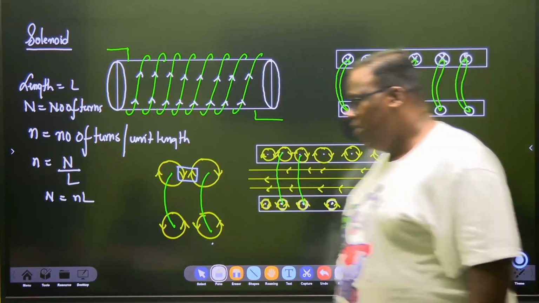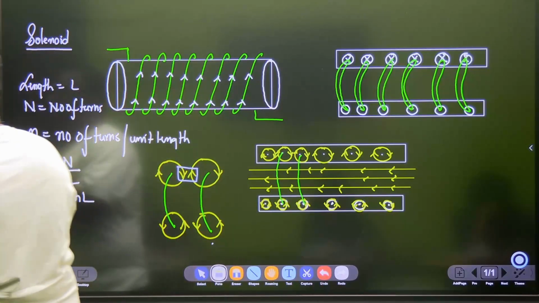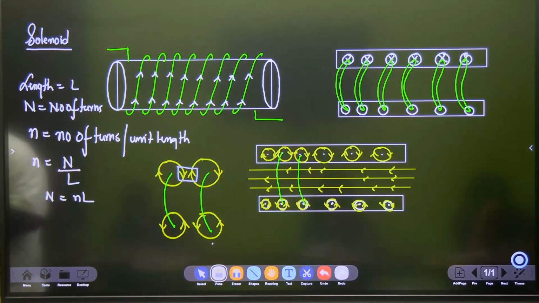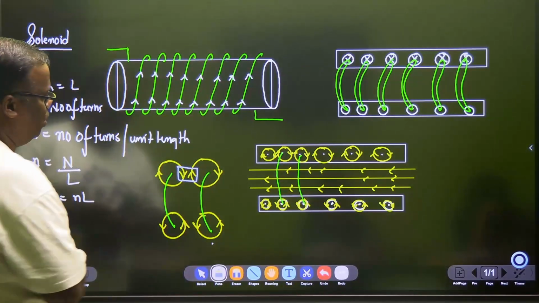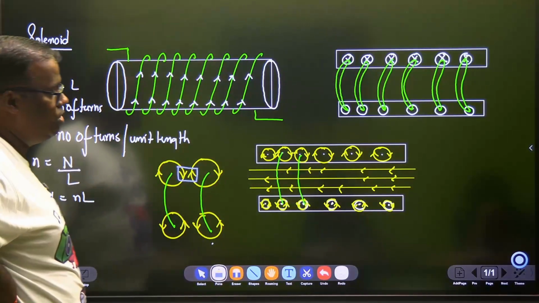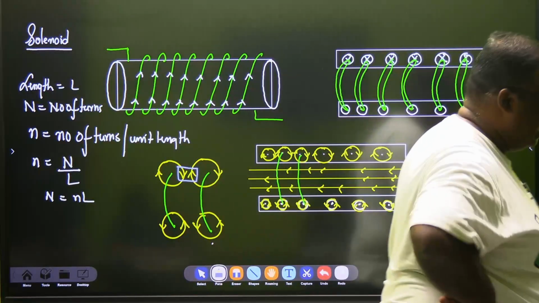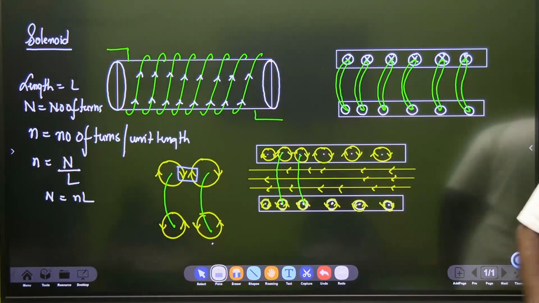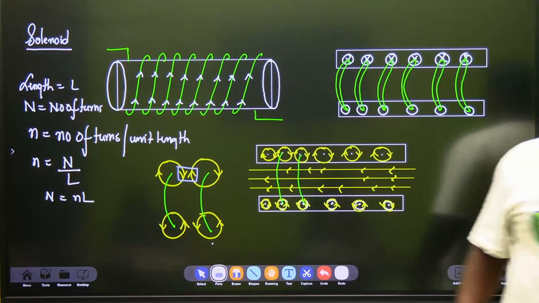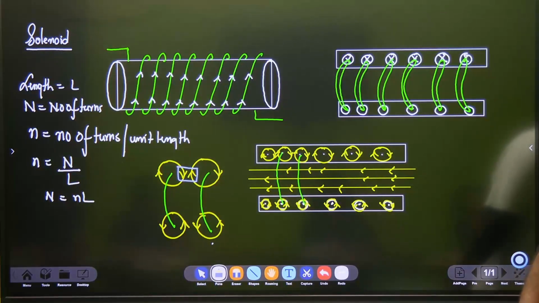So you can write, they add together inside a solenoid and create a uniform magnetic field whose direction is parallel to the axis of the solenoid. And that's why the solenoid is going to behave as a bar magnet now.